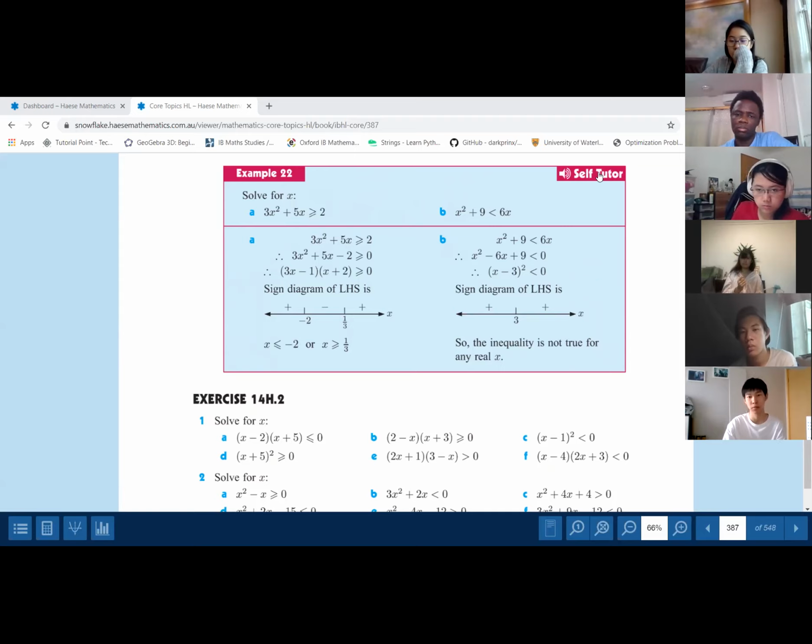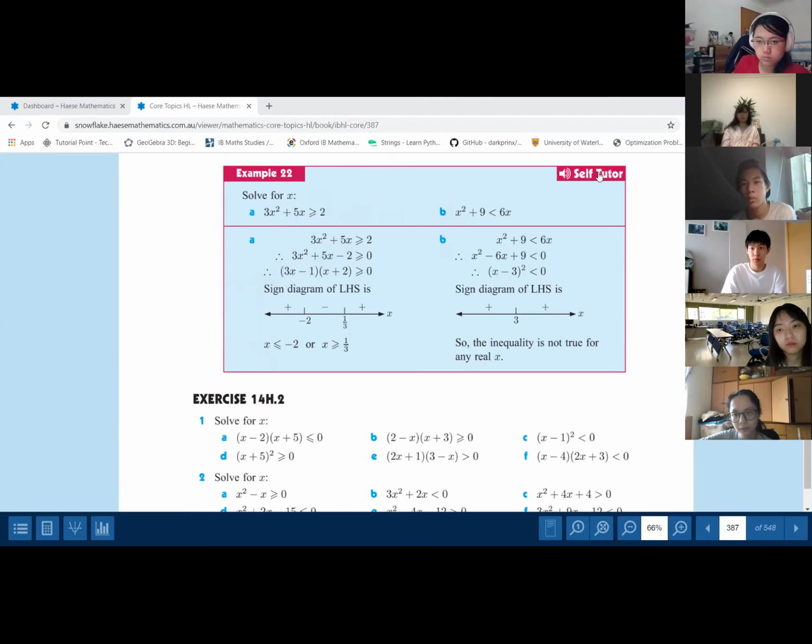X equals 3 is the only 0. If we substitute x equals 10, the result is positive. The factor x minus 3 is raised to an even power, so there is no change in sign at x equals 3. The left-hand side is positive when x is not equal to 3, and 0 when x equals 3. So the inequality is not true for any real x. Can you see? It means this has no solution for any real x.